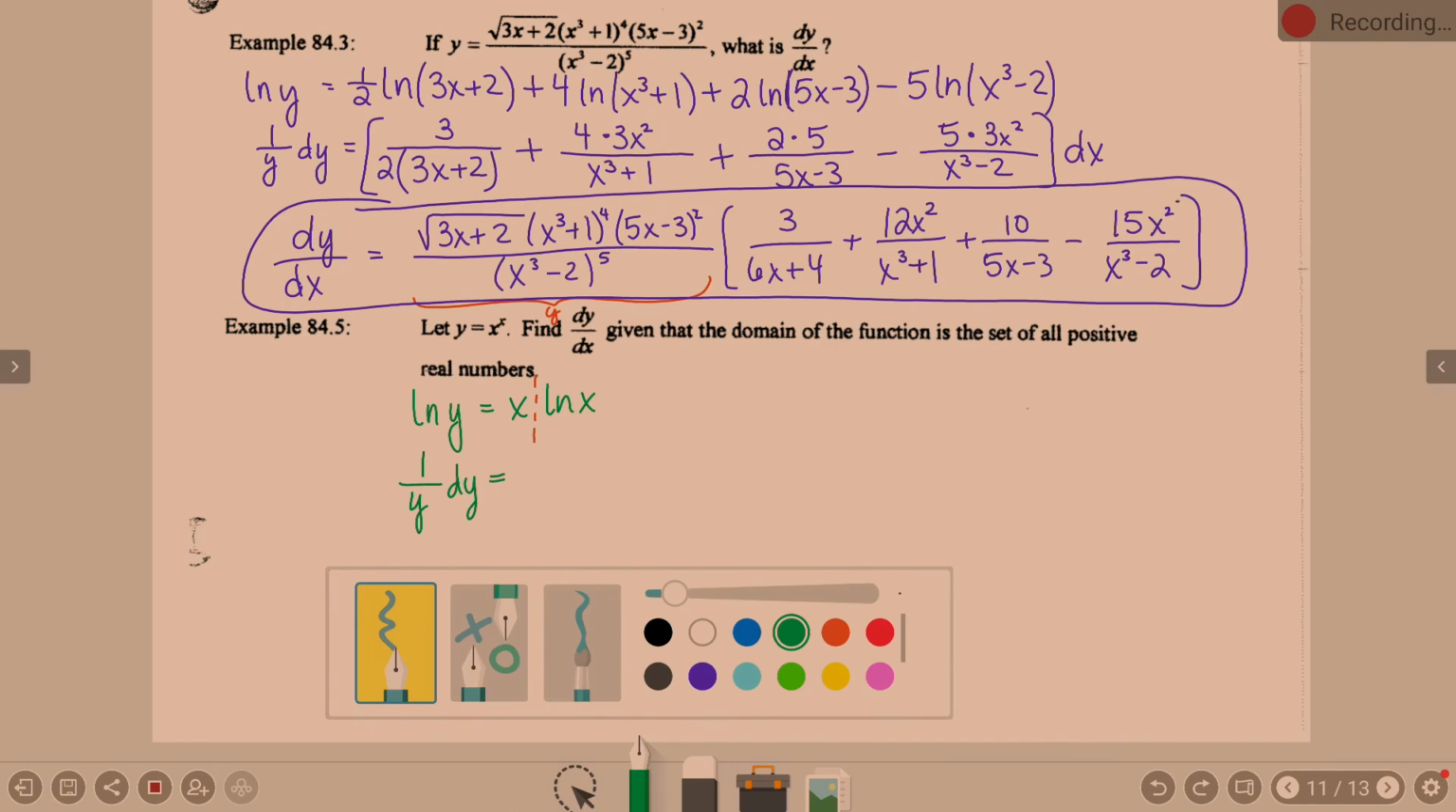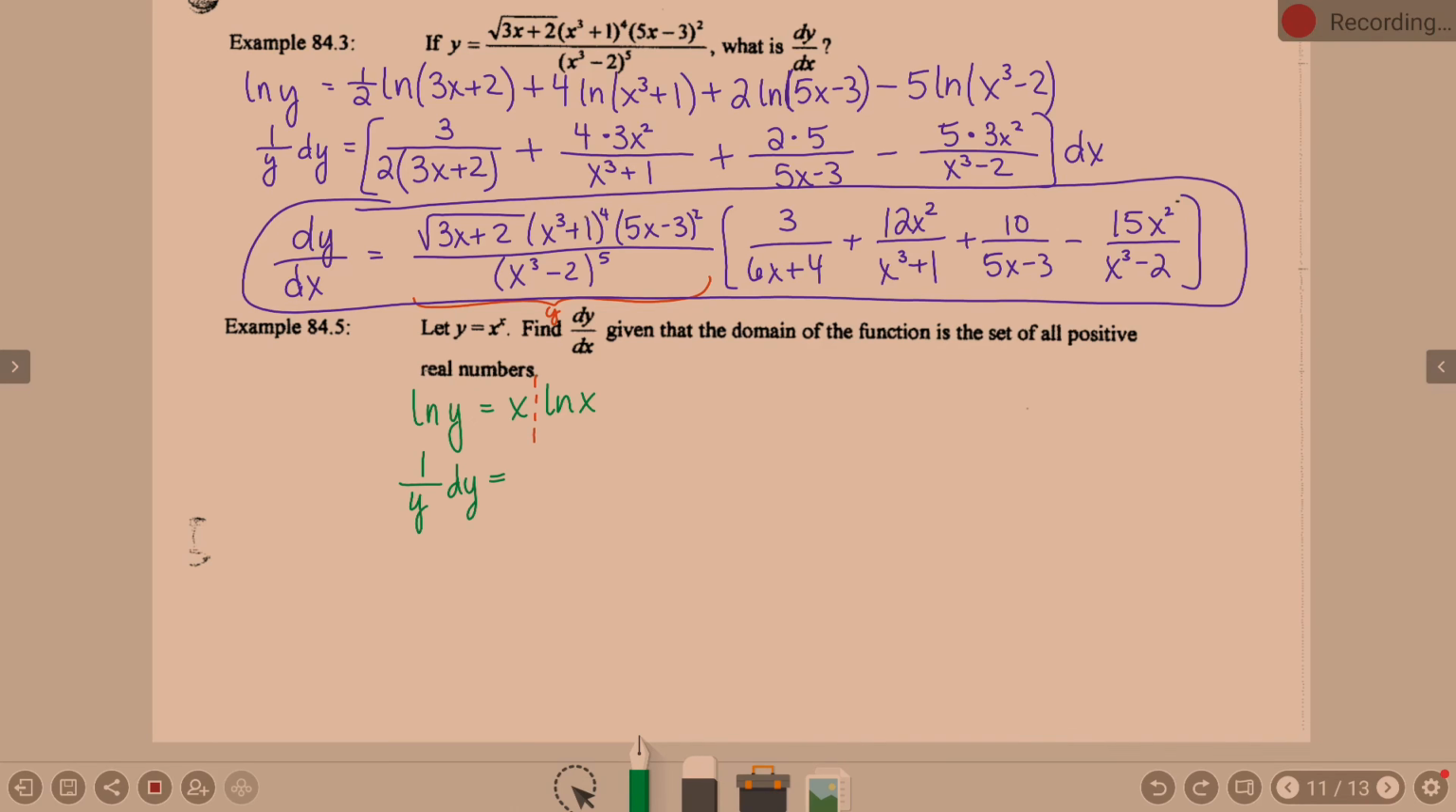I was trying to process if yours was equivalent, but I think it is. So if we do this, the derivative of x is 1 times the natural log of x. That's the derivative of the first, keep the second. Plus, now I'm going to keep the x. What's the derivative of natural log of x? 1 over x. Now, these are all x's on the right, so I'm going to say times dx.